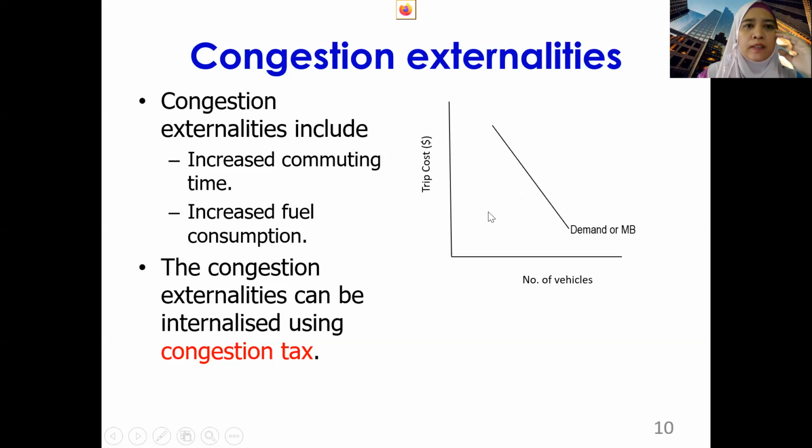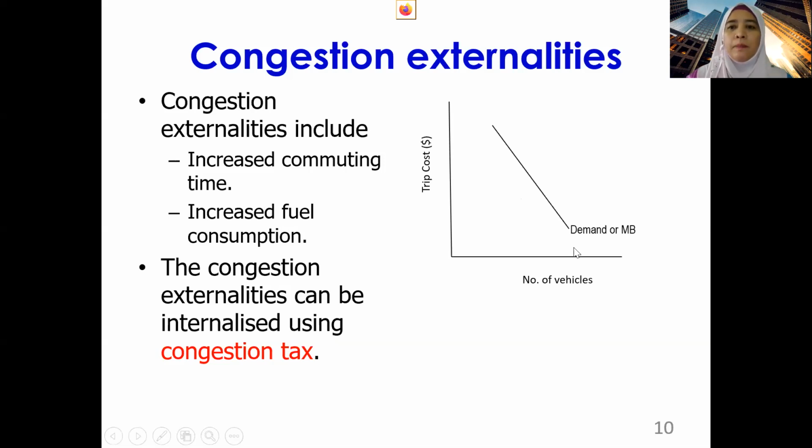Now, congestion externalities. The first one is congestion. Congestion externalities include increased commuting time and also fuel consumption. So these are the externalities. And how do we internalize the congestion externalities? We can internalize using a congestion tax, or in a more generic term, we call it road pricing. We price the road through congestion tax.